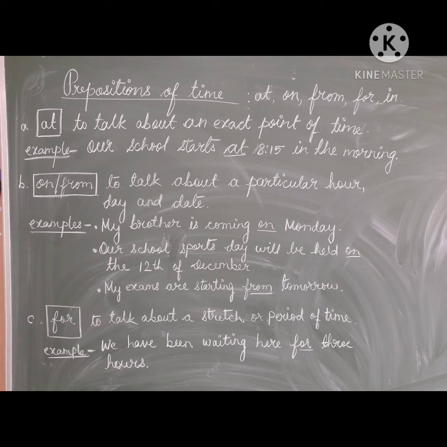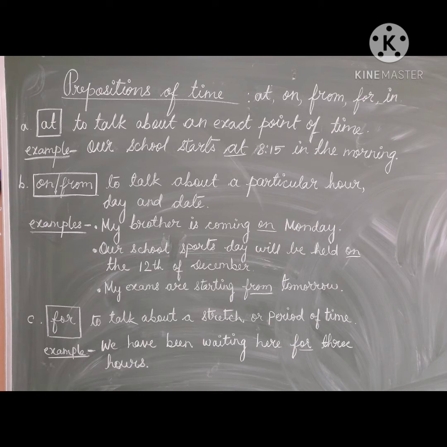So we use for to talk about a stretch or period of time. Any stretch or period of time, when we talk about this type of thing, we use for. Like, we have been waiting here for 3 hours. For a long 3 hours we are waiting here. That time we use for.